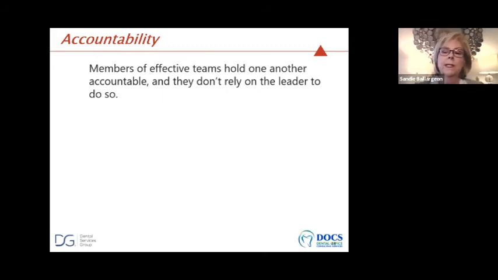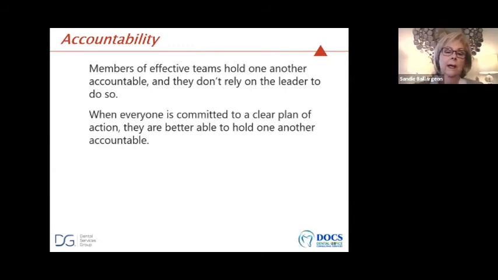Members of effective teams hold one another accountable, and they don't rely on the leader to do everything. When everyone is committed to a clear plan of action, they're better able to hold one another accountable. And it's very important that they understand that plan of action. I'll add that the plan of action should always be time bound, because if you have a time bound plan of action, it gets done.